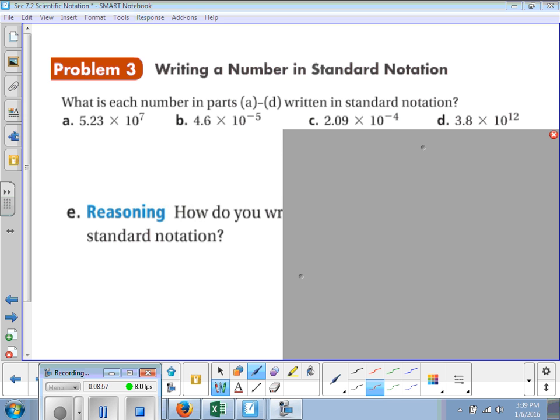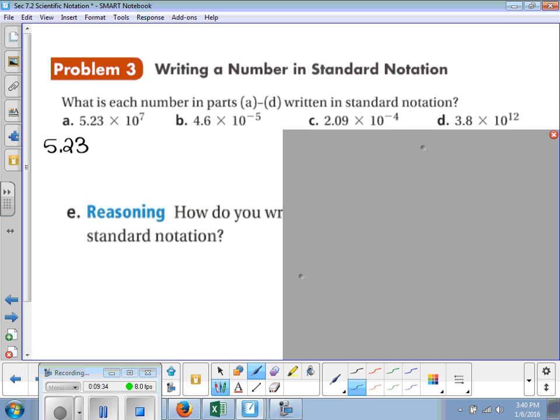So when we do this, we're going to start with our first something. Our first something here is 5.23. Our second something, 7. It's a positive number. It's a positive exponent. So if we have a positive exponent, am I going to end up with a very big number or a very small number? A very big number. So if I want to have a big number, am I going to move my decimal to the left or to the right? To the right.